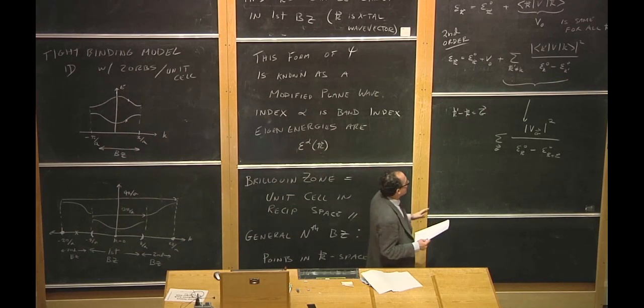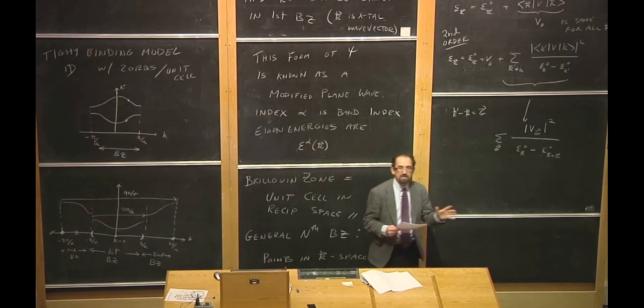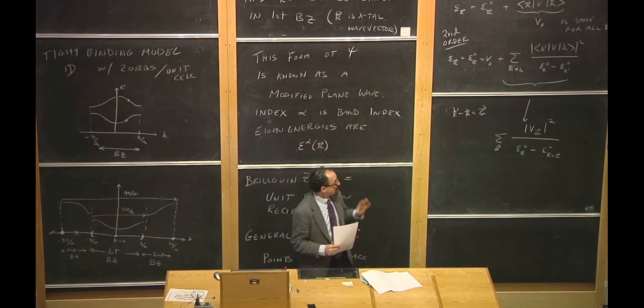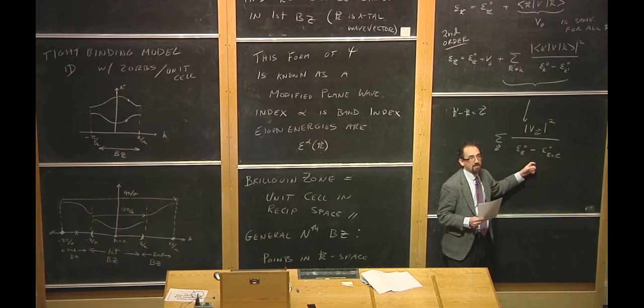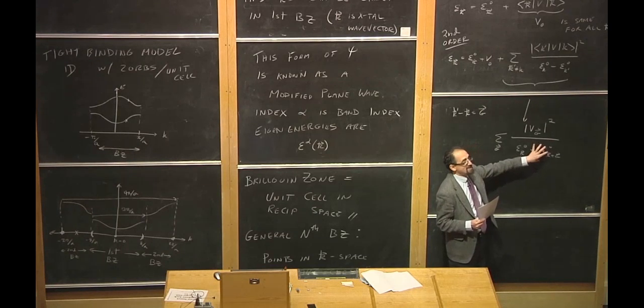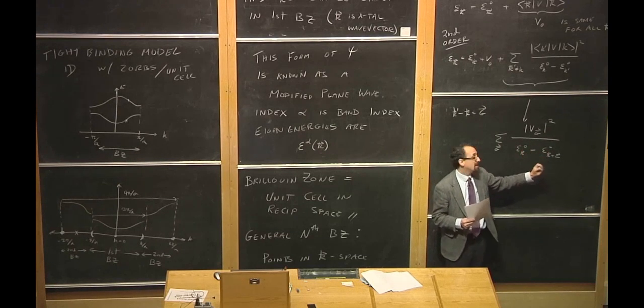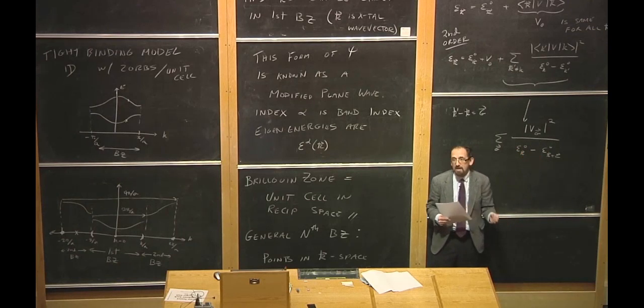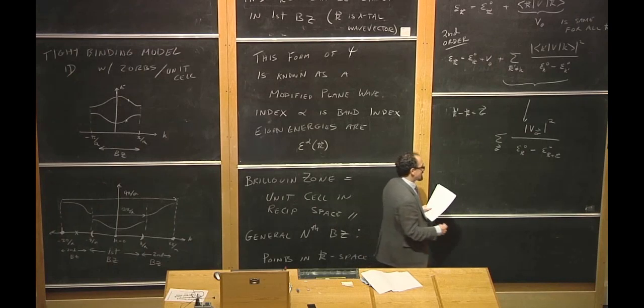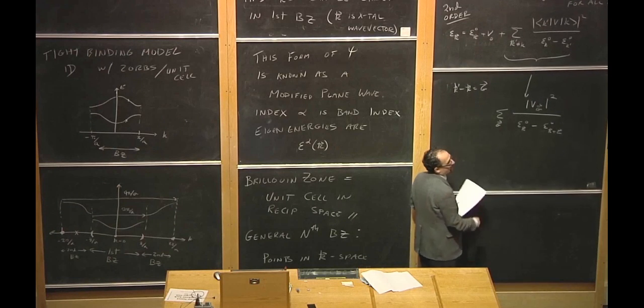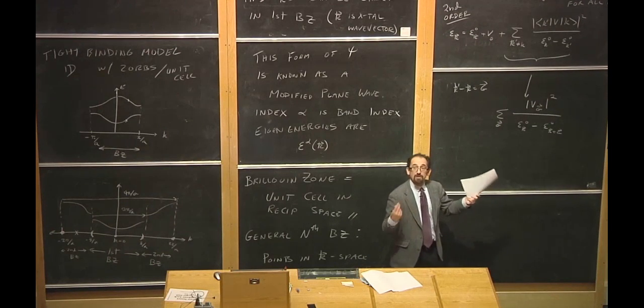But we have to be a little bit careful about expressions that look like this. The reason we have to be careful is that you might have a situation where the two terms in the denominator are either equal to each other, in which case you get zero downstairs, or very close to each other, in which case you get something very small downstairs. In either case, the second order term would blow up, in which case you have a divergence. And that means the second order perturbation theory is not correct.